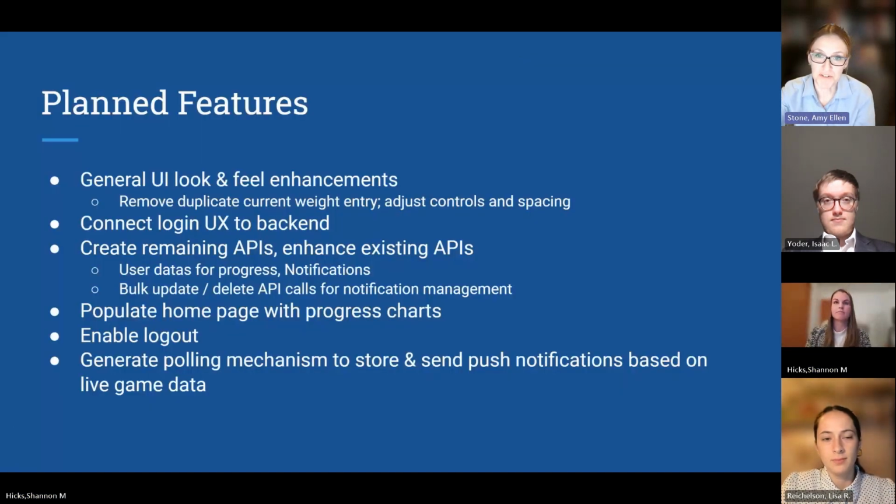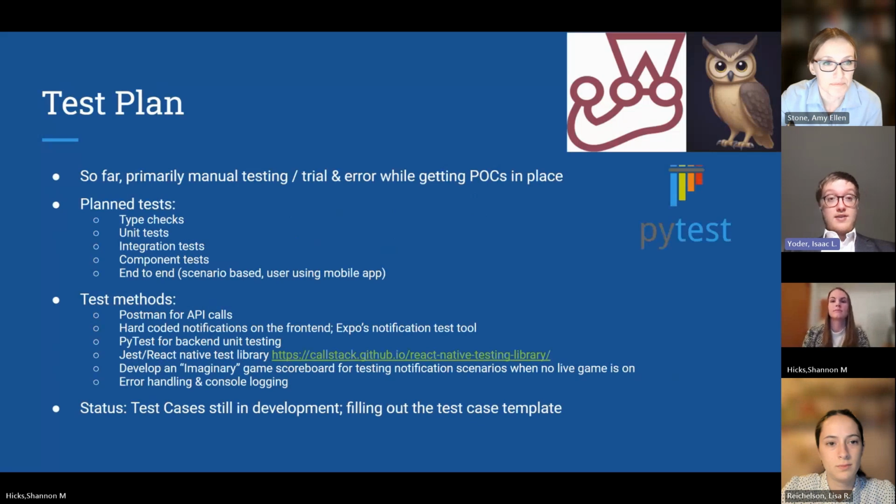So I'll talk about our planned features. Some of our planned features include things such as UI improvements, where we're going to refine the overall look and feel, optimize spacing, and streamline the current weight entry. Next is backend connectivity. We will link the login experience to the backend and complete the remaining APIs. Then we have user data management, where we will track progress and manage notifications, adding bulk update and delete for the notifications. Another planned feature is homepage insights, where we will display user progress with interactive charts. And finally, user controls. We will add a logout function and implement push notifications based on live game data with polling.